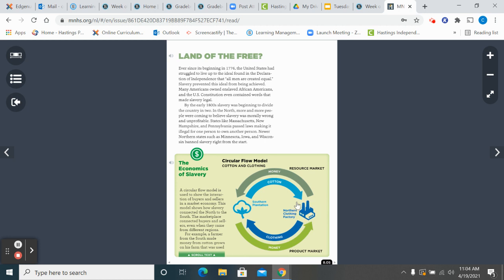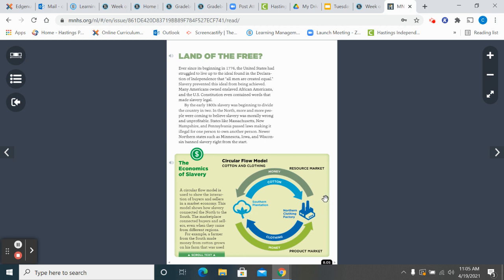Some of those clothing factories were in the northern part of the US. Remember, the northern part of the US is fighting against the Confederacy. Remember the Union versus the Confederates, the North versus the South. And so, yes, some of that cotton that was picked in the South by slaves did end up in clothing factories in the North. Okay, so once the cotton plantation owner sold that cotton to clothing factories, that individual would make money.